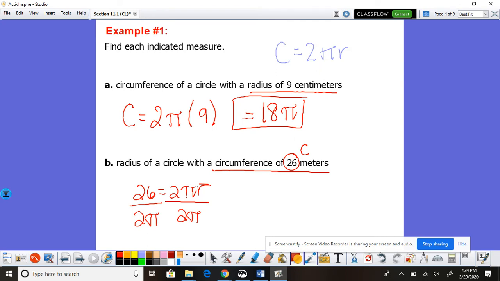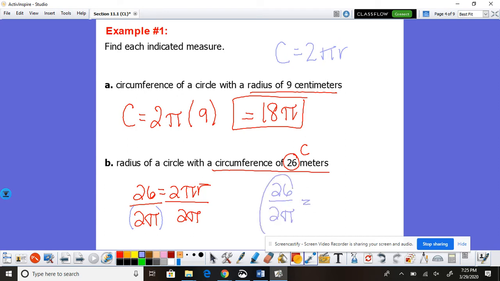Now, guys, make sure to take note. Anytime you have two things in the denominator, so here we have a 2 and we have a pi, if you want to change this to a decimal, you must put this in parentheses. Otherwise, your calculator will read it as 26 divided by 2, and then that whole thing times pi. Okay, we want it divided by the 2 and the pi, so make sure you put this in parentheses.